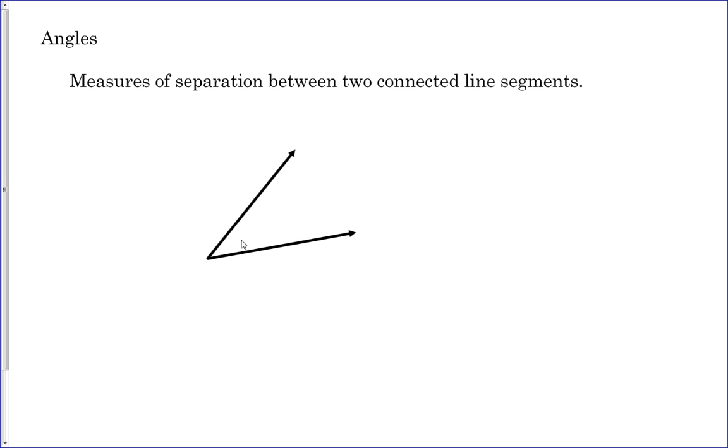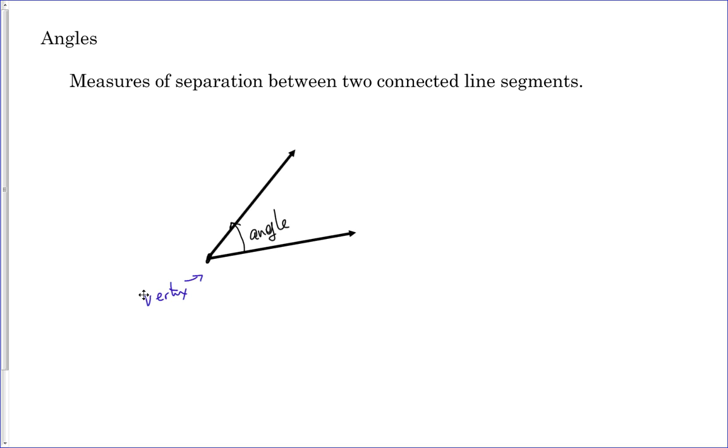This here is an angle, of course. I'm sure all of you know that. The angle is measured from here to here. So this would be your angle measure inside here. At this point, where the two lines meet, that is your vertex.